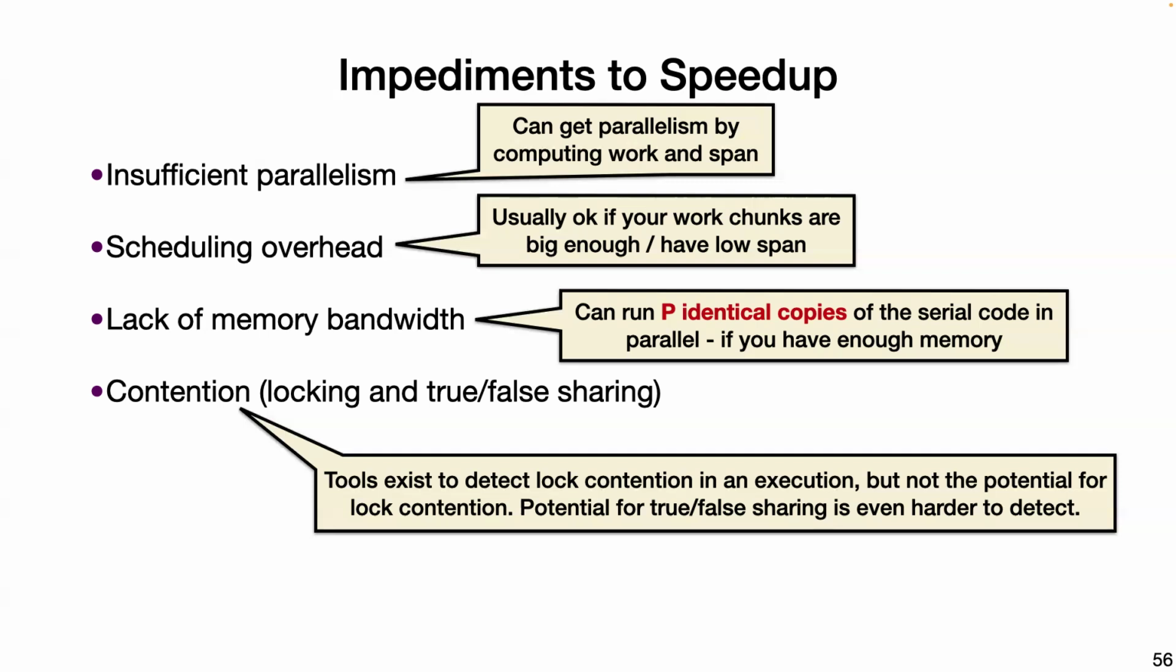And the last one, which is really hard to diagnose, is contention. Contention is when you have locks and multiple threads are trying to get those locks at the same time. There are some tools to detect how much contention you got when you actually run the program, but it's very hard to tell theoretically how much contention you might get. So that is harder than the rest of them.